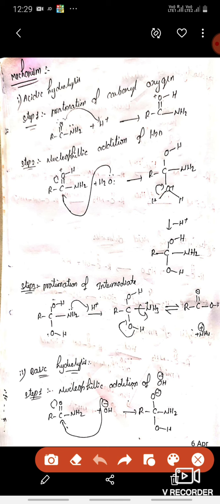Next we are going to talk about the basic hydrolysis. In basic hydrolysis, in the first step we have to add a base, like NaOH or KOH. OH is a nucleophile. It is going to attack the carbonyl carbon. Carbon is delta positive and oxygen is delta negative, so it is going to attack the electrophilic carbon. When it attacks, we generate O negative, OH, NH2. Like this way we can do the preparation.